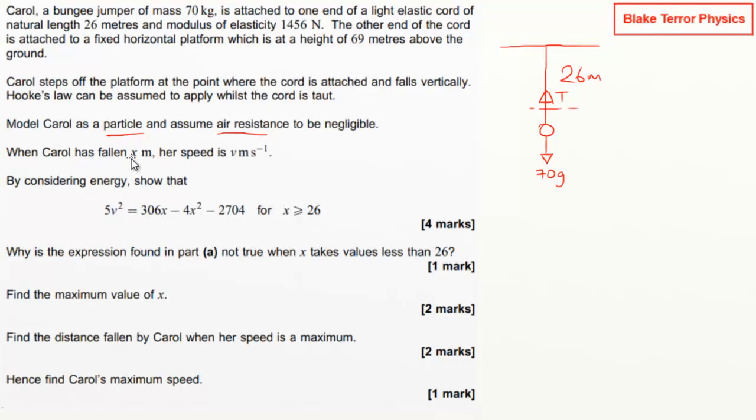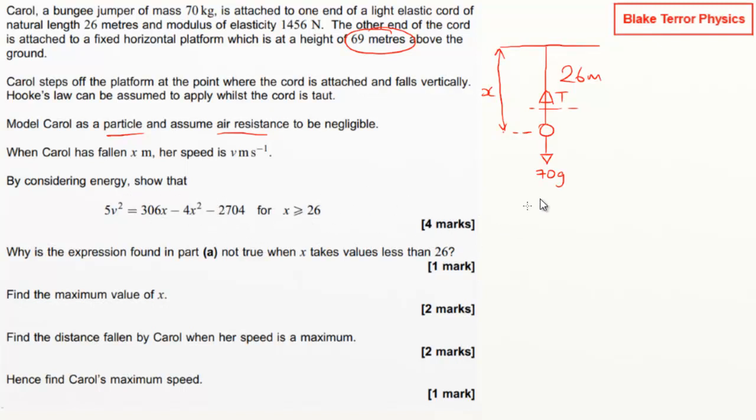When Carol has fallen x meters, her speed is v. So she's down here at some distance, x meters. So we just need to work out all of this. And she's got a maximum of 69 meters before she smashes into the ground. So hopefully everything will reach a conclusion before she gets to 69 meters. All right, by considering energy, show all of this.